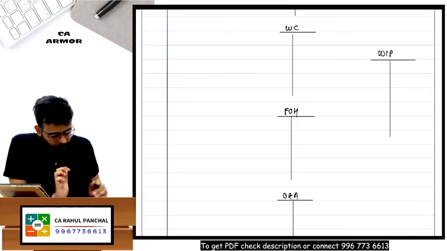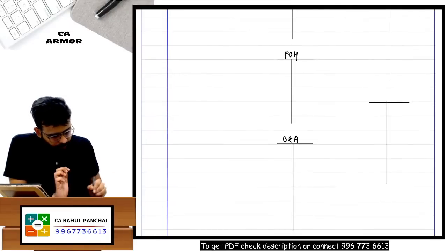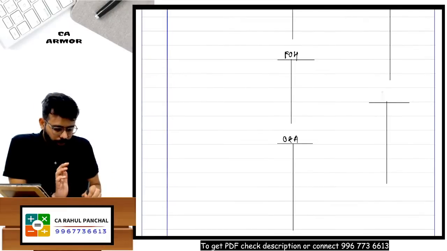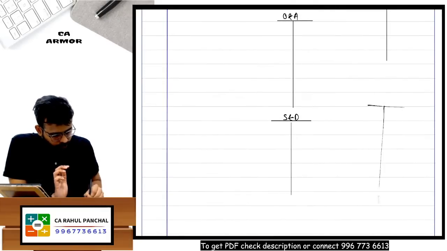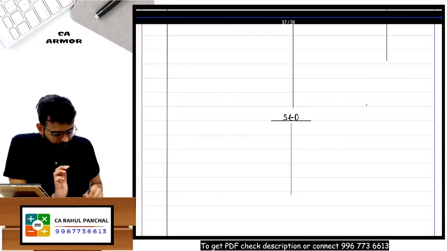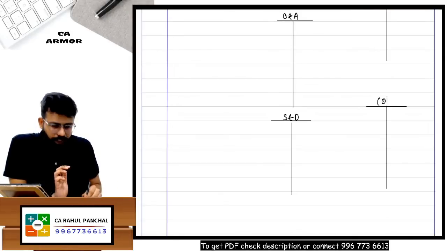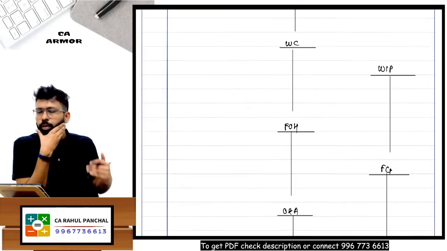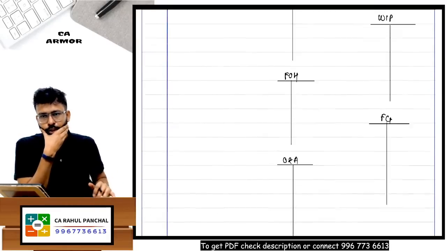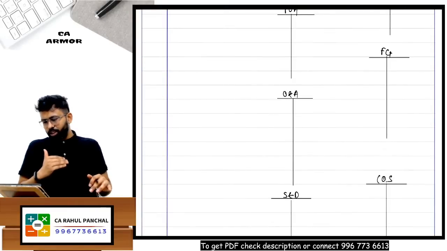Then there is one account on another page, you can make the rough WIP account, 5 lines. After the WIP account you are going to make the finished goods account, and after the finished goods account you are going to make a cost of sales account. Please understand. Let us solve this and you will understand how things work. First you will make SLC, below that wage control, below that factory, office, then selling and distribution, and then WIP, finished goods, and then cost of sales.